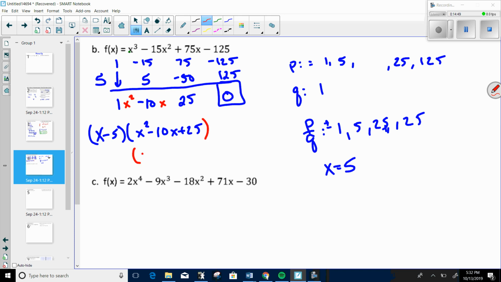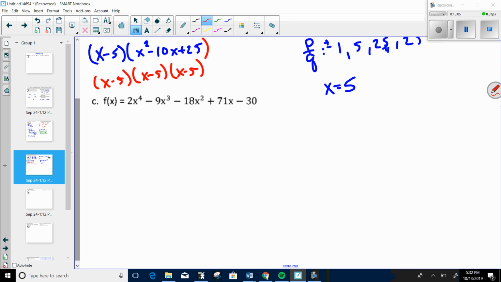Notice this is x minus 5 and x minus 5, because it factors. So what does that tell me? It tells me that the only 0 that I'm going to possibly have is x equals 5. And that's it. Okay? So now what we're going to do is we're going to look at the next one.